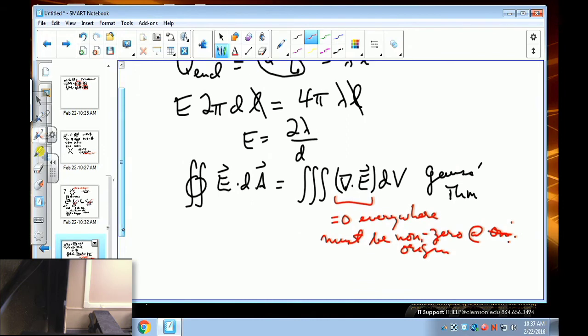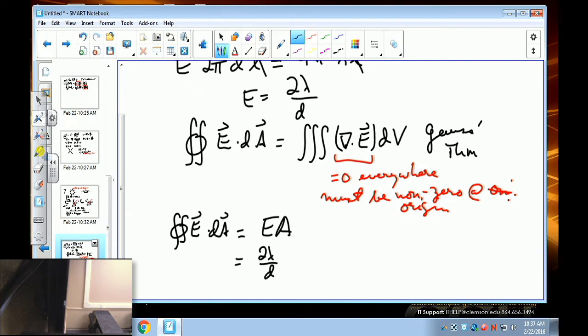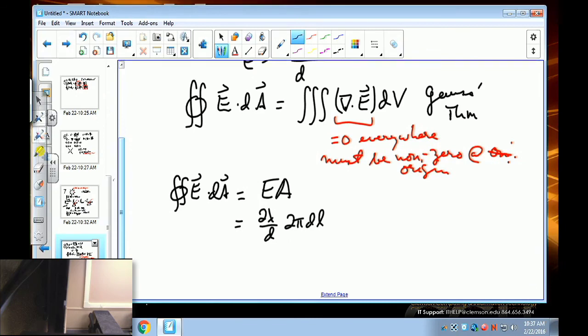Okay, and the other point I wanted to make about this is you can see the flux here, this flux that we just calculated. Well, this is E times the area. The electric field goes like 2 lambda over d, and the area goes like 2 pi d times L. And you see there's a cancellation. The electric field drops off just inversely proportional to the distance, but the area increases in proportion. So this flux is independent of the radius of the cylinder.